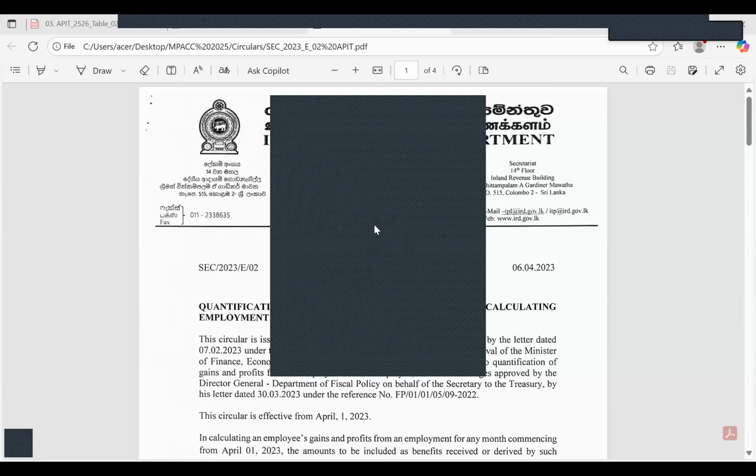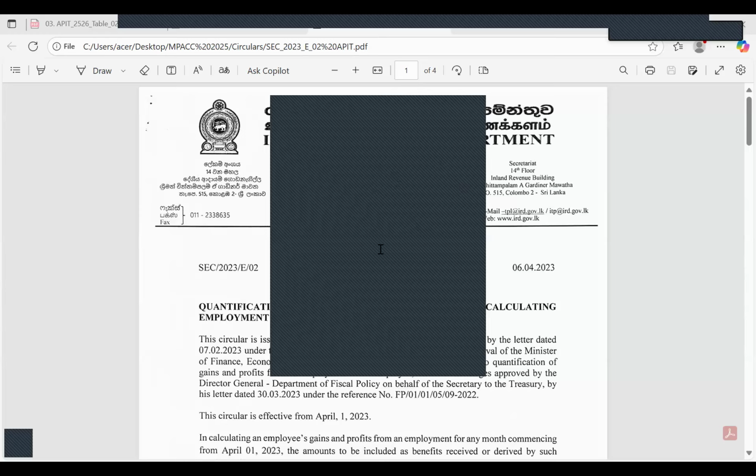Madam, is the one vehicle rule applicable for government officials as well? One vehicle, yes, for government officials also the rule is the same.